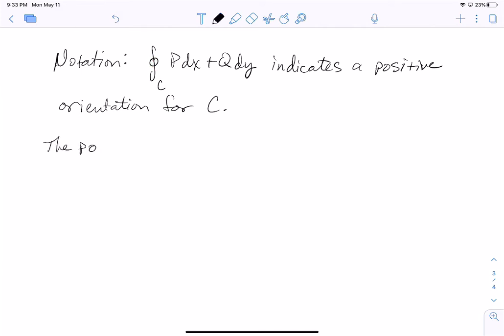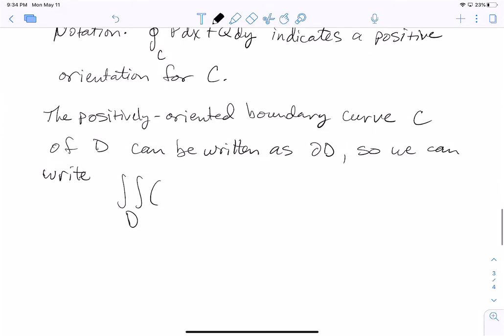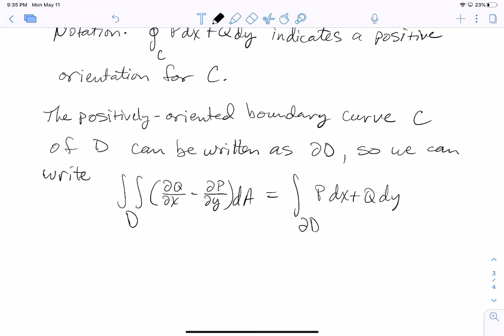Also, the positively oriented boundary curve C that bounds D can be written as what looks like partial D. So we can write the double integral over D of the partial of Q with respect to x minus the partial of P with respect to y dA. It can be written as the line integral over what looks like partial D of P dx plus Q dy.